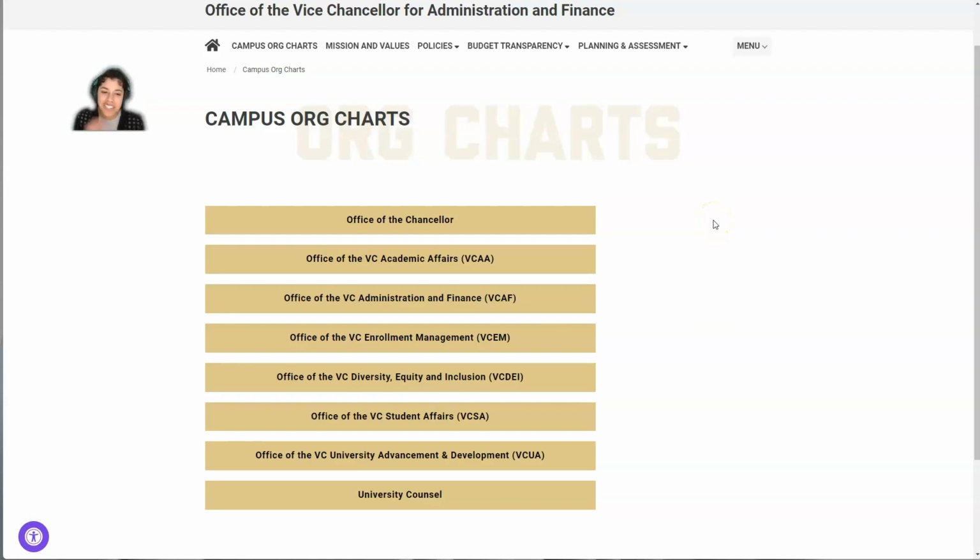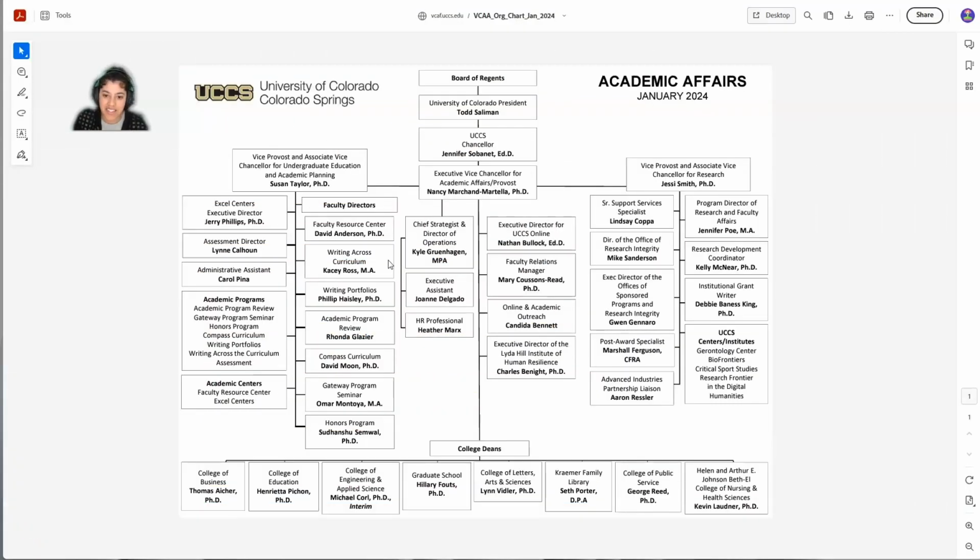And I actually have not looked up the full org chart since starting this job, so let's take a look. Boxes and lines, that's what you get with an org chart or any kind of flow chart or process diagram. Lots of boxes, lots of lines showing the direction. And so the college deans, so my boss's boss, basically, right? College of Letters, Arts, and Sciences, going to be Dean Vidler. They are right over everyone in the college that I work in.